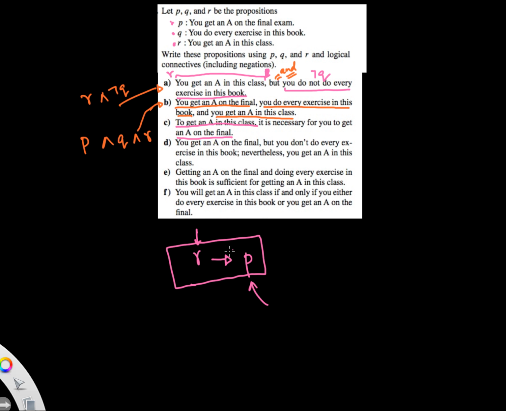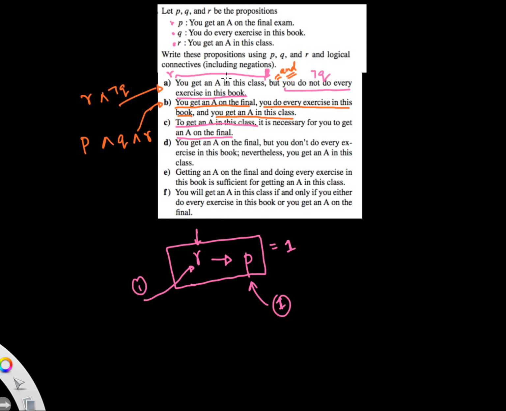So this big box over here, in purple, for this to be true, what are the possible truth values that R and P must take on? Well, if R happens to be 1, meaning if R is true, then P must be true. And that's exactly what this question is stating here. To get an A in this class, it is necessary for you to get an A on the final. For the conclusion to happen, R must have happened, and R over here is to get an A in this class.